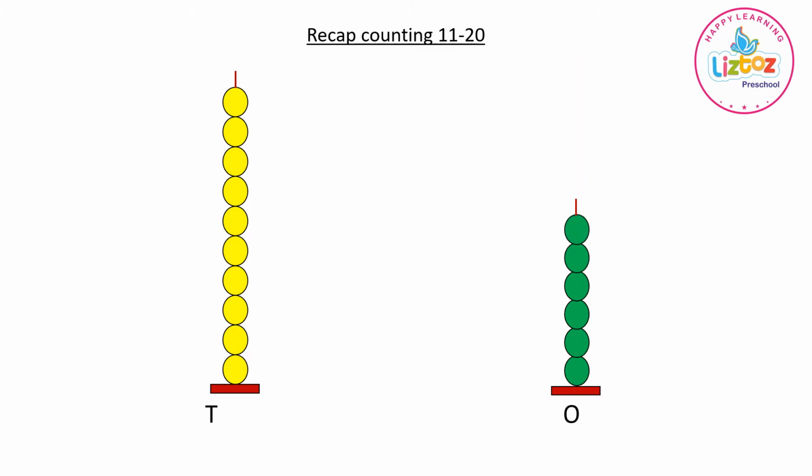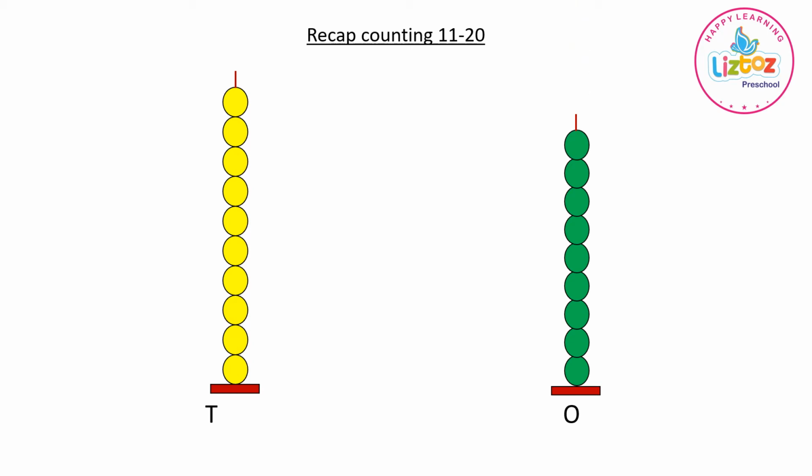Now see here, children. Ones place, how many are there? 6. In tens place, how many groups are there? Only 1. So, 1, 6, 16. Now, how many ones are there? 7. Tens place, how many tens? Only 1. So, 1, 7, 17. Now see here, how many ones? 8. In tens place, how many tens? 1. So, 1 tens and 8 ones. 1, 8, 18.